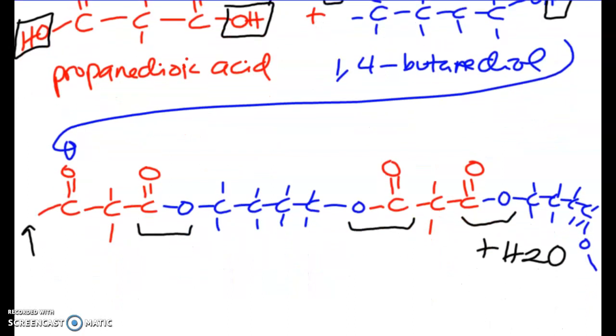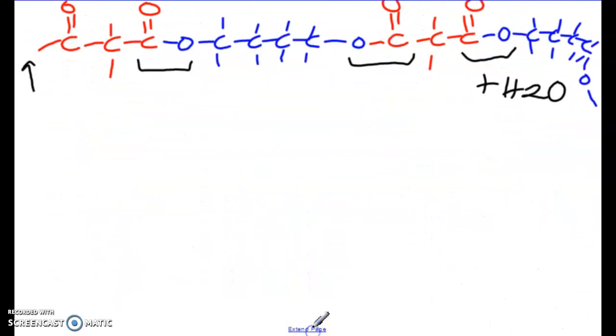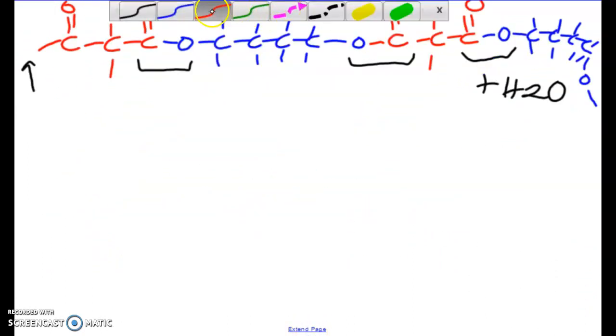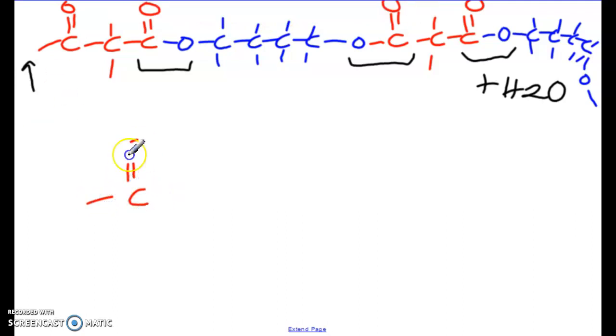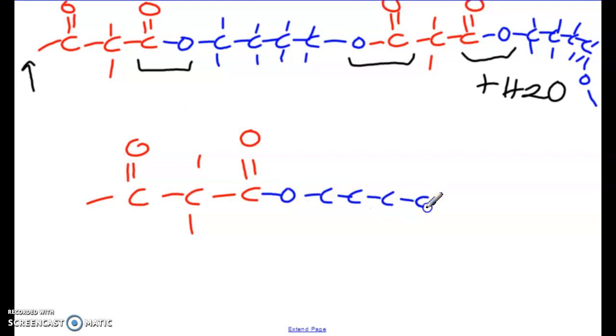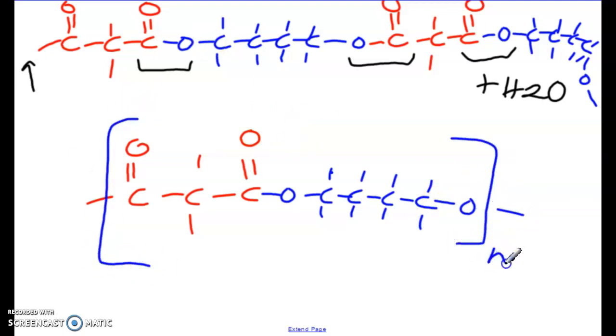However, if we wanted to show just 1 repeating unit, typically what we would do is we would have this. And then 1, 2, 3, 4 with our oxygen and a line. Right? So showing that on this side is where the connection would be of the next monomer. Here is where the other monomer would be.